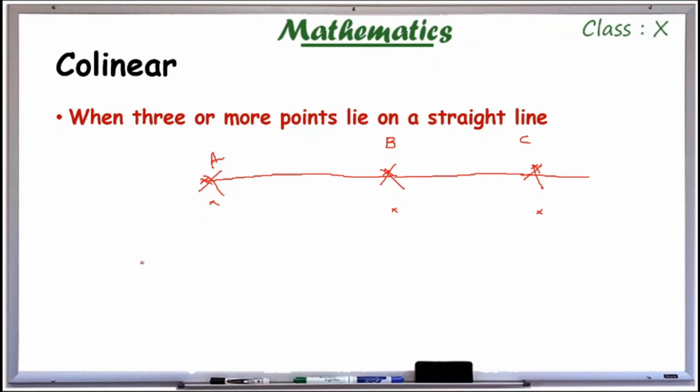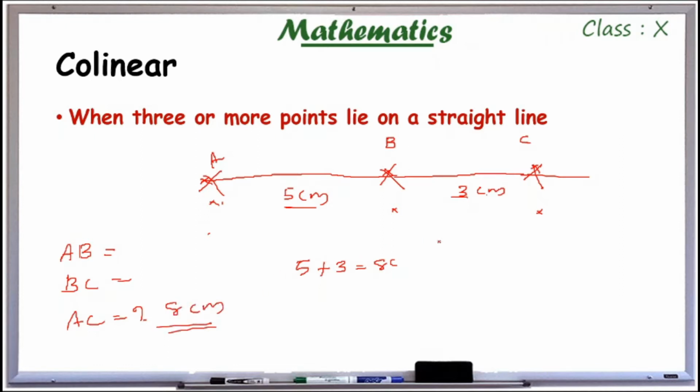Now we want to check whether ABC is collinear. For that, look. Suppose AB is equal to 5 centimeter and BC is equal to 3 centimeter. So this is a straight line. AC is a straight line. Then what will be the distance of AC? AC is equal to how much? 5 plus 3, which is equal to 8 centimeter. So the total distance AC will be 8 centimeter.